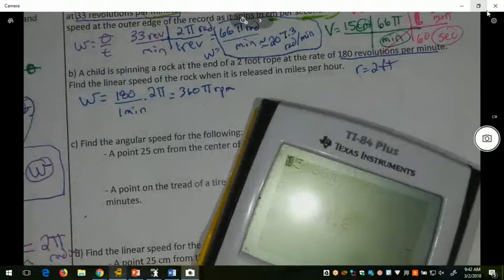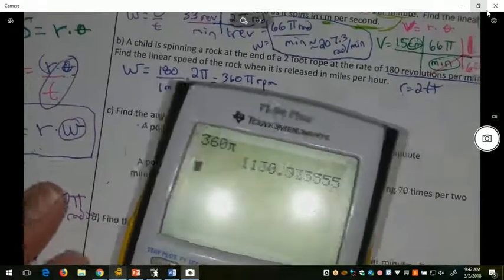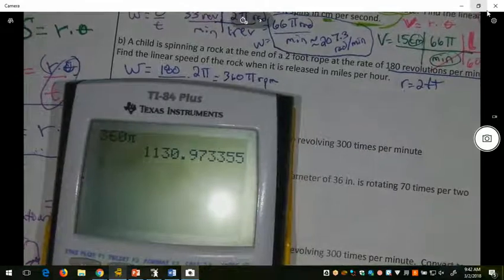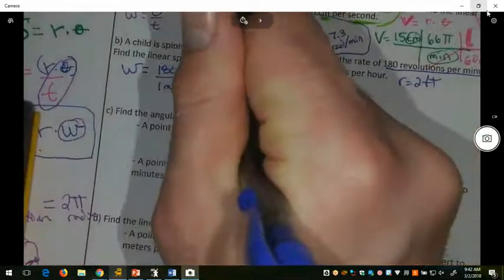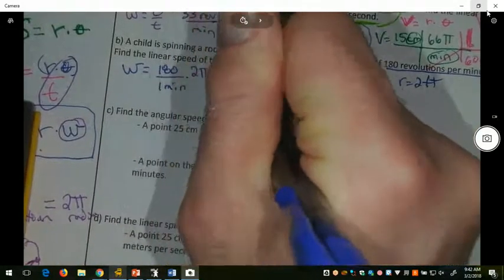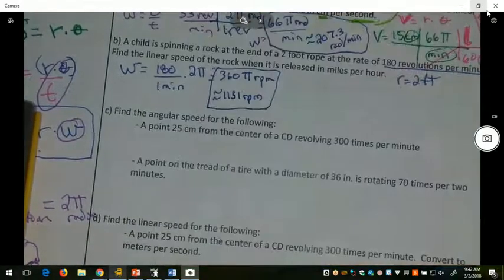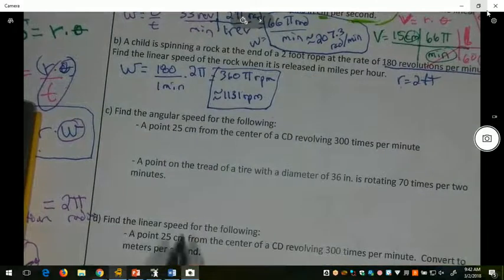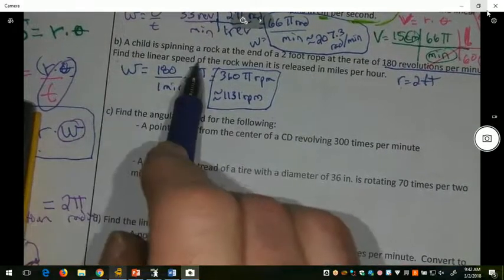If I put that in my calculator to get a decimal approximation, it's roughly 1131 radians per minute. That's my angular speed. They didn't ask for that. I don't really need it as my answer because all they asked for was linear speed.